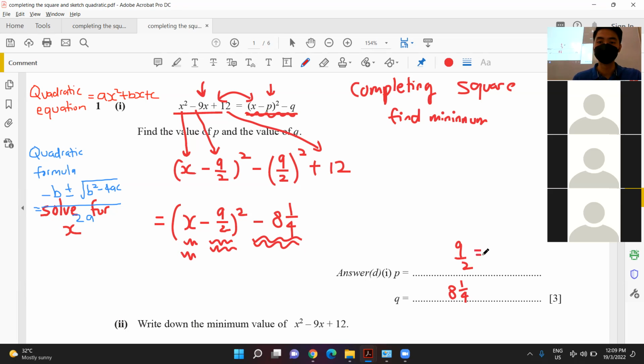Of course, I can change this into 4 and 1 over 2, or I can even represent it as 4.5 and 8.25 in both cases. In any case, you will still be correct. But just make sure that if you are representing it in decimal, then both of them are in decimal. If you're representing it in fraction, then both of them are in fraction. Okay? All right. So anyone else, any questions for this part?